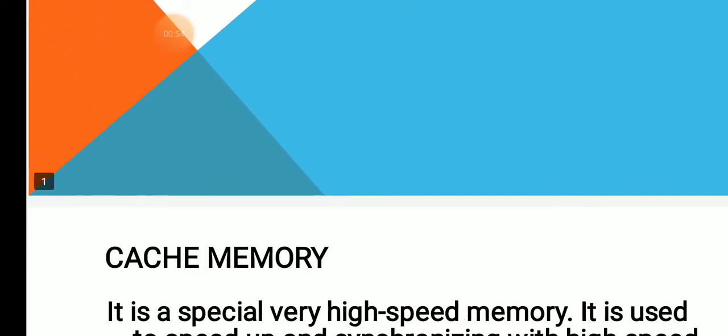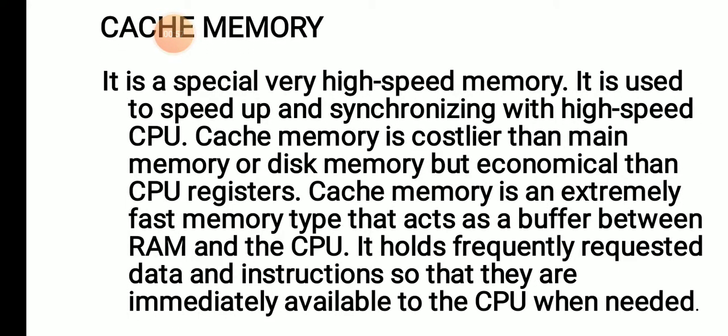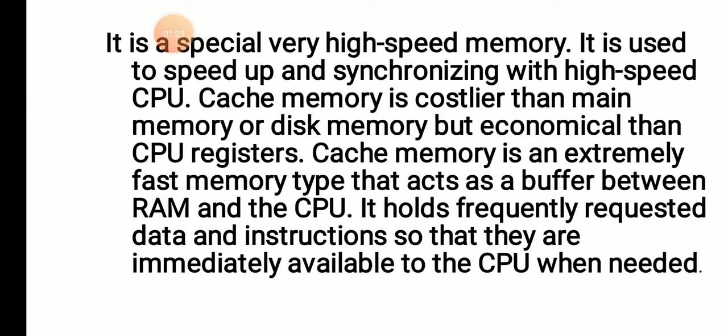First of all, what is cache memory? It is a special, very high speed memory. Compared to other memory, that is RAM and ROM, it is the faster memory. It is used to speed up and synchronize with the high speed CPU. Cache memory is costlier than main memory or disk memory, but more economical than CPU registers.